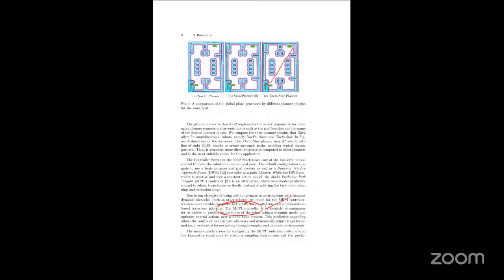The advantages of MPPI are predictive control, predicting the future, a dynamic model, and trajectory optimization. It will check multiple paths, and based on that it will select the right path. It also gives dynamic obstacle avoidance. Even though the obstacle is moving, it will create a new path.